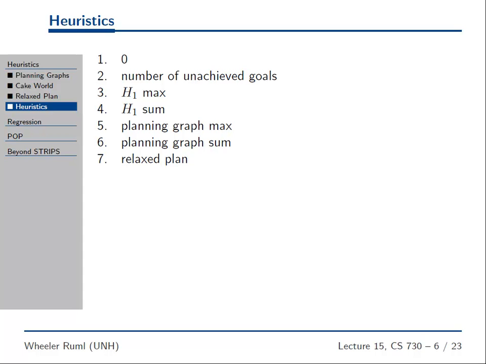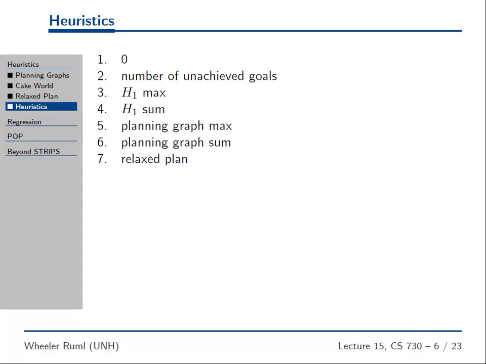Is H1 max admissible? Yes. What about H1 sum? We talked about a plan. Last time we talked about planning graphs at great gory length. That's admissible. Max is, yeah. So if you take for every goal literal the layer it appears in the graph, and then you max over all the goal literals, that's admissible. If you sum, it is not.